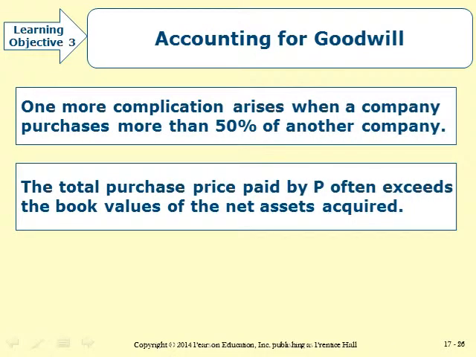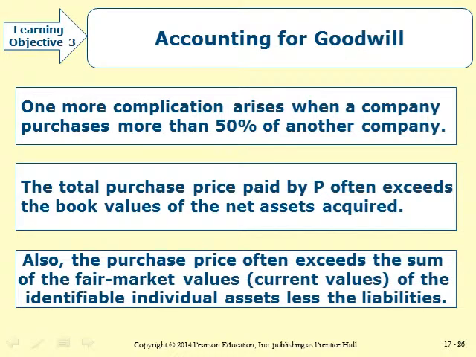And so now we consider one or more complications that arise when a company purchases more than 50% of another company. The previous examples of company P and S assumed, one, the acquisition cost of S by P was equal to the amount of the stockholders' equity or book value of S, and that the book value is equal to the sum of the fair market value of the assets and liabilities acquired.